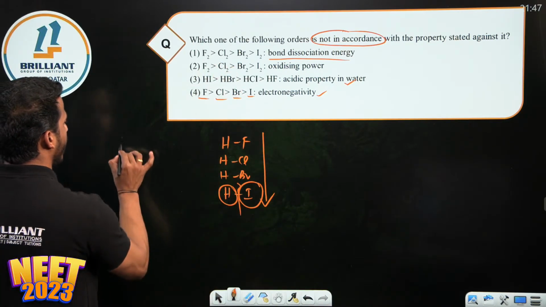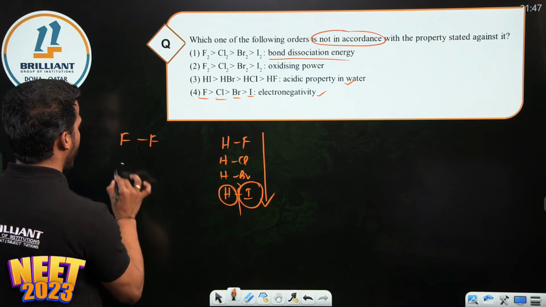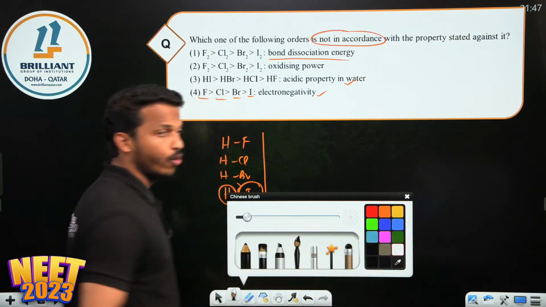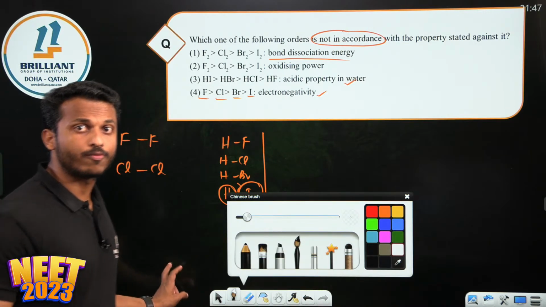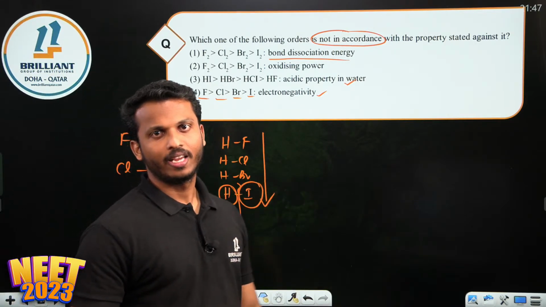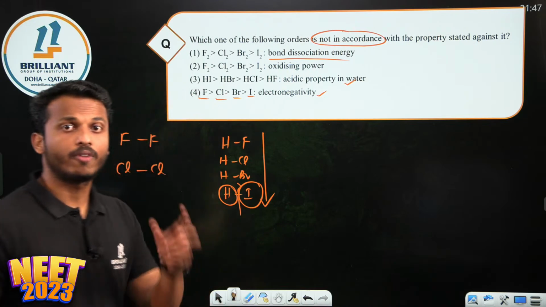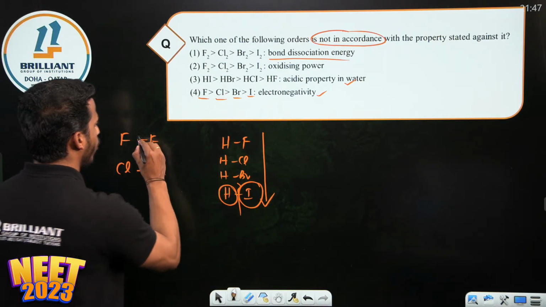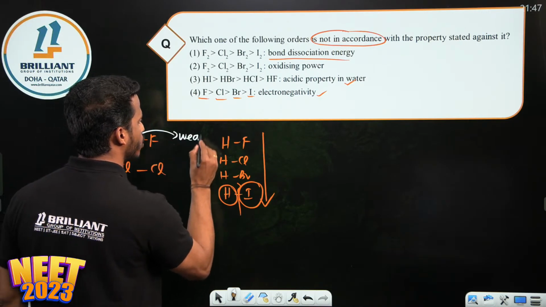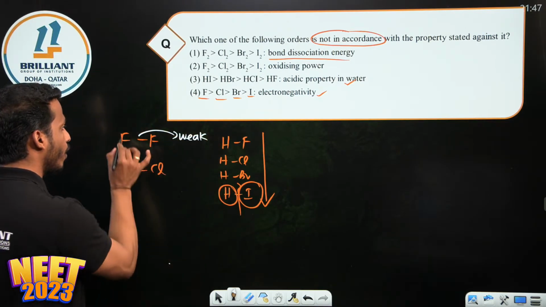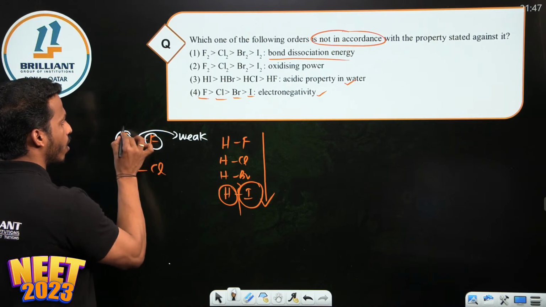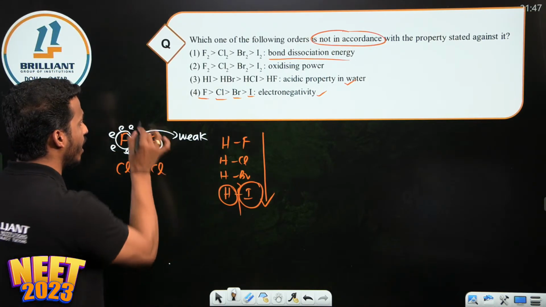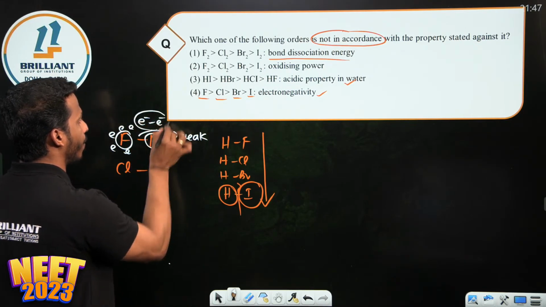If you consider fluorine and chlorine bond, we are expecting the fluorine bond to be too strong because fluorine is more electronegative. Yes, they are more electronegative, but the fluorine bond, dear all, is weak. Fluorine bond is weak, not strong. Why? Because fluorine is a small element where all electrons are very close, so there will be larger electron repulsion.